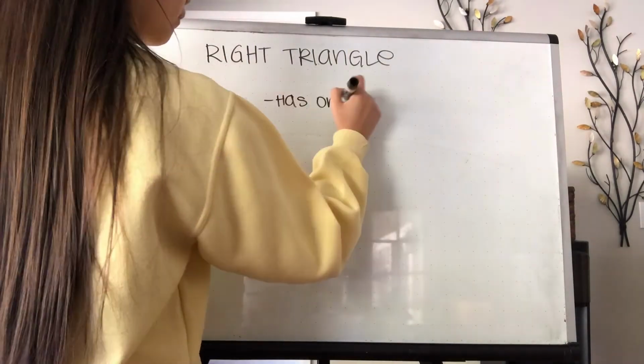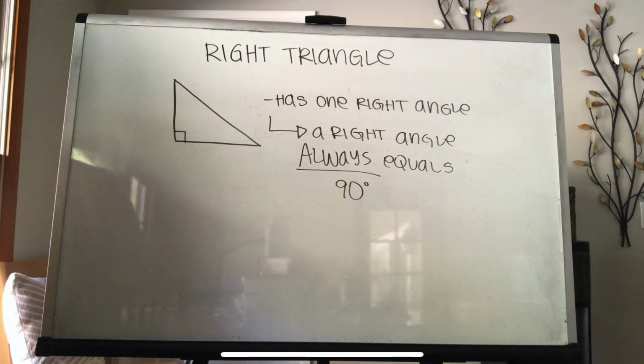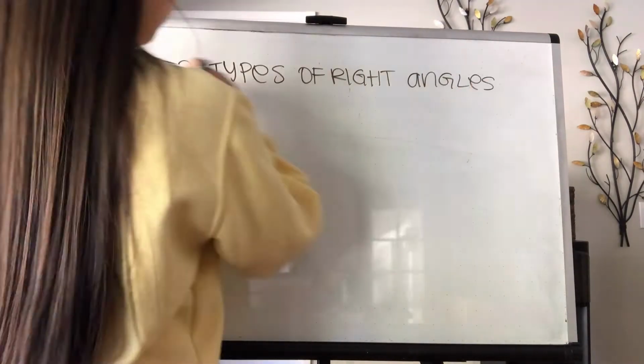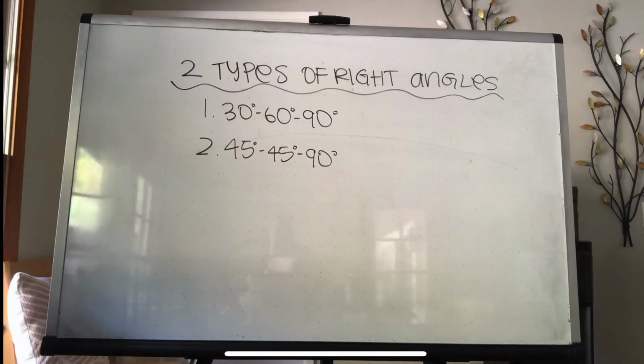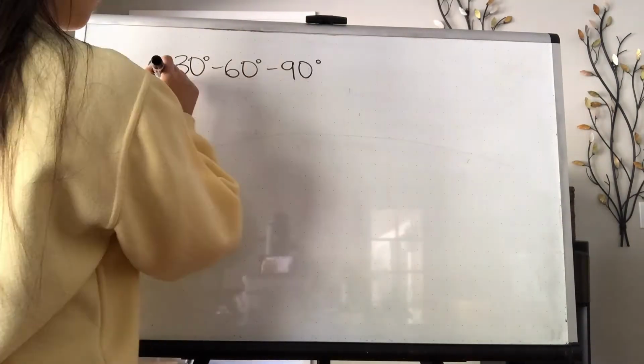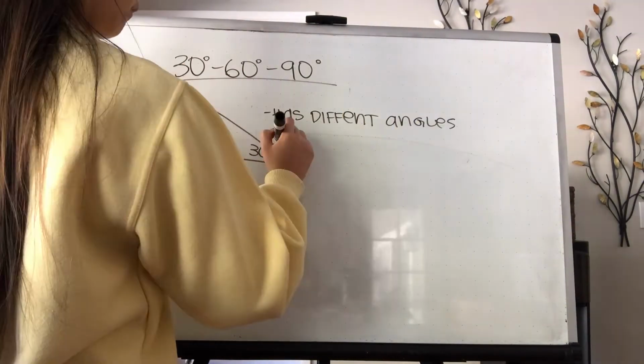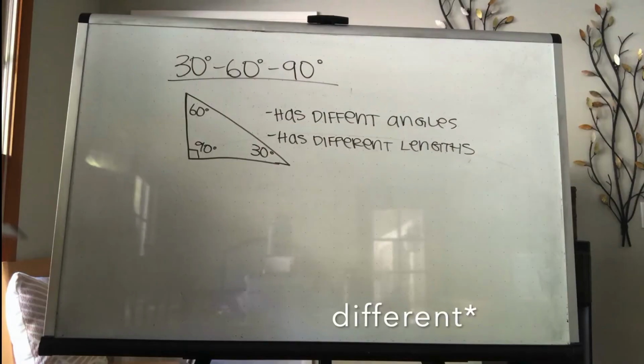Okay, the next triangle is a right triangle. And for this triangle, there's always one right angle, and a right angle is an angle that always equals 90 degrees. So there are 2 types of right triangles. The first is a 30, 60, 90 triangle, and the second is a 45, 45, 90 triangle. And so the first one that I'm drawing here is a 30, 60, 90 triangle. And so it pretty much shows that there's a right angle and they're all different angles. So that means they all have different lengths.